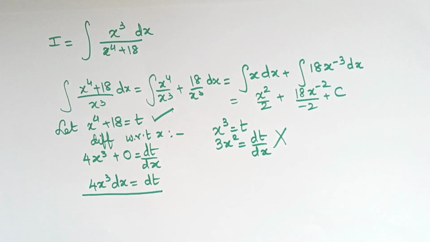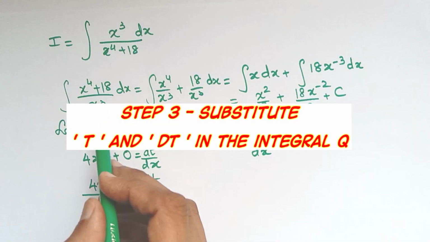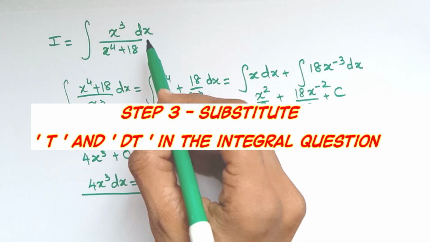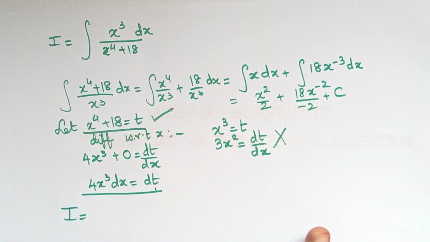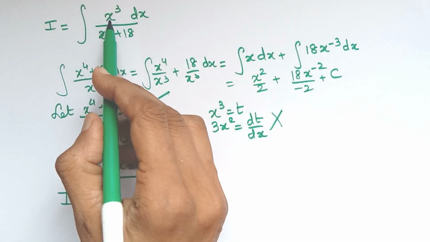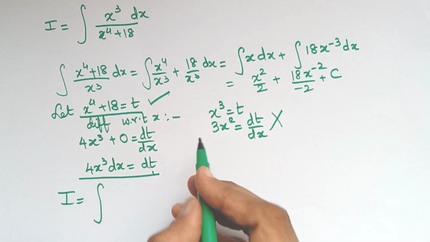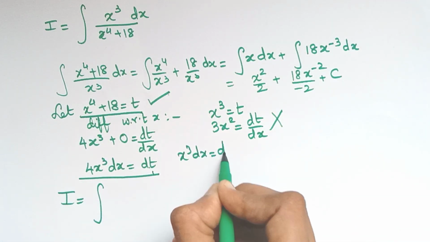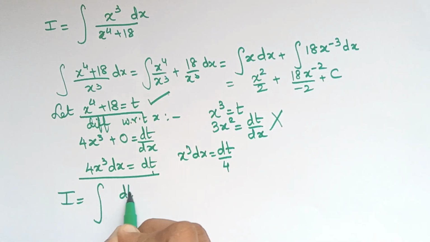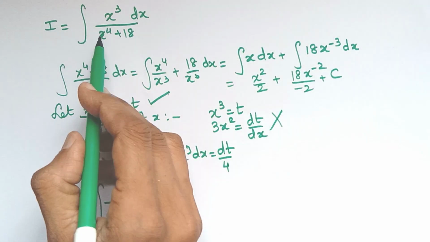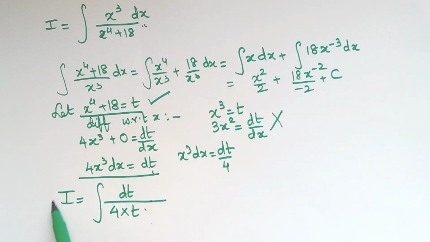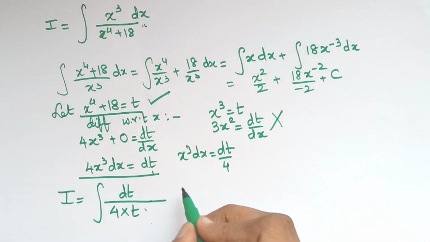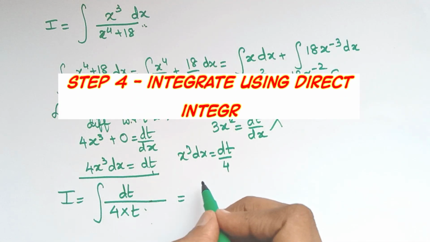Now friends, the third step is to substitute the value of t and dt back in the question. So we will get I equal to integral. Now x cube dx is how much? Yes, x cube dx will be dt by 4. So I'll write dt by 4 into, now what is the denominator? The denominator is simply t. Now just compare these two. This one is so simple, right? Now we can apply the direct integration formula.